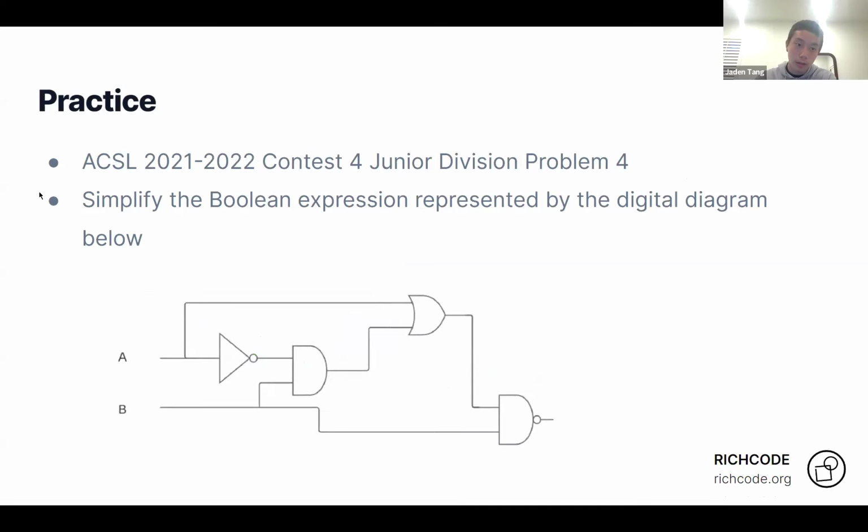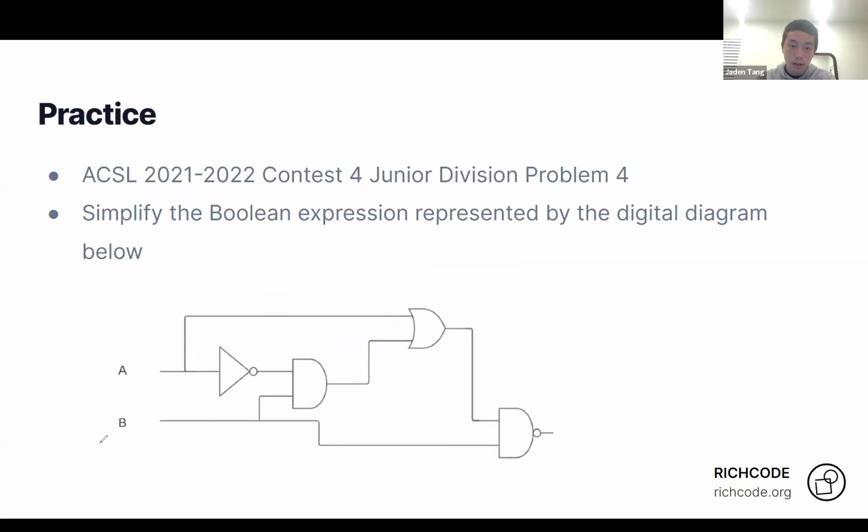Okay. We have this Boolean circuit, and we need to simplify it.